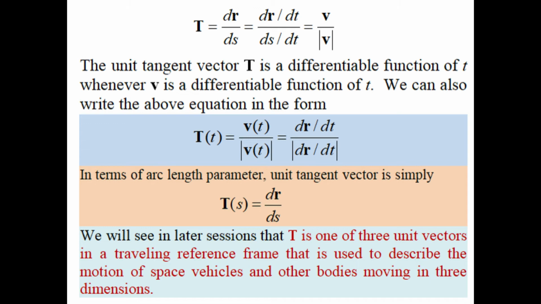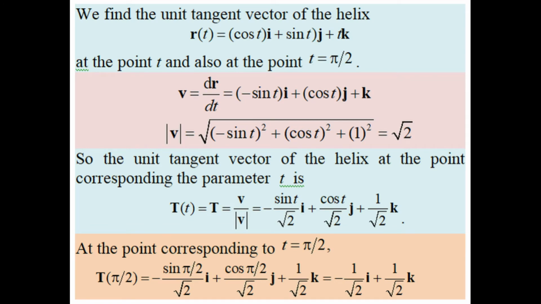We will see in later sessions that the unit tangent vector T is one of the three vectors in a traveling reference frame that is used to describe the motion of space vehicles and other bodies moving in 3 dimensions. Now we find the unit tangent vector of the helix r of t is equal to cos t i plus sin t j plus t k at the point t and also at the point t is equal to pi by 2.